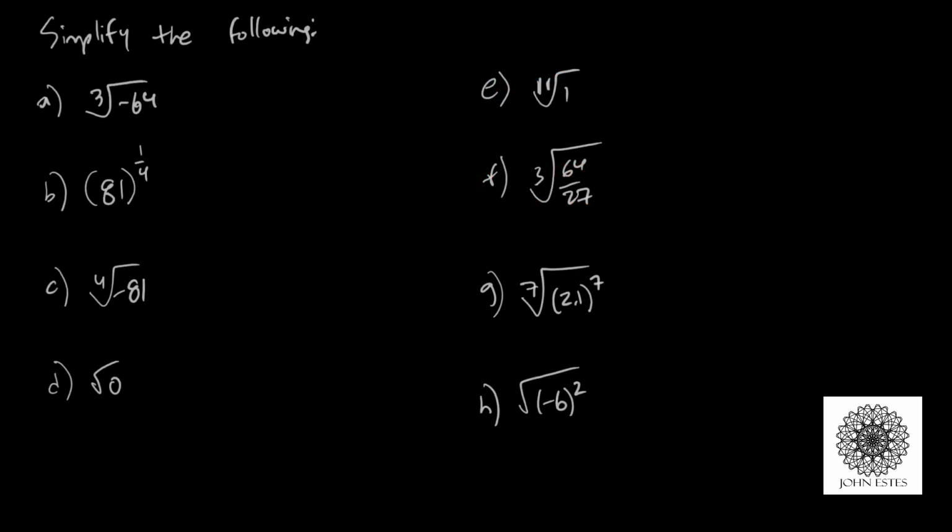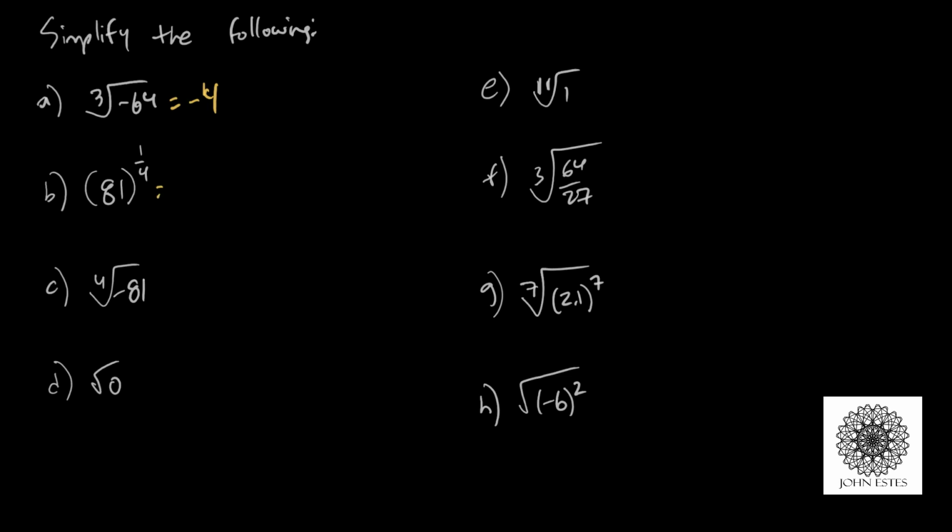Okay, so here are my examples. I want to simplify the following radicals. Alright, so in A I have the cube root of negative 64. So the answer to this is something that when I multiply it by itself 3 times, I end up with negative 64. So you might want to play around with it a little bit. If I try negative 3 times itself 3 times, I get negative 27. How about negative 4? Negative 4 times itself 3 times gives me negative 64.